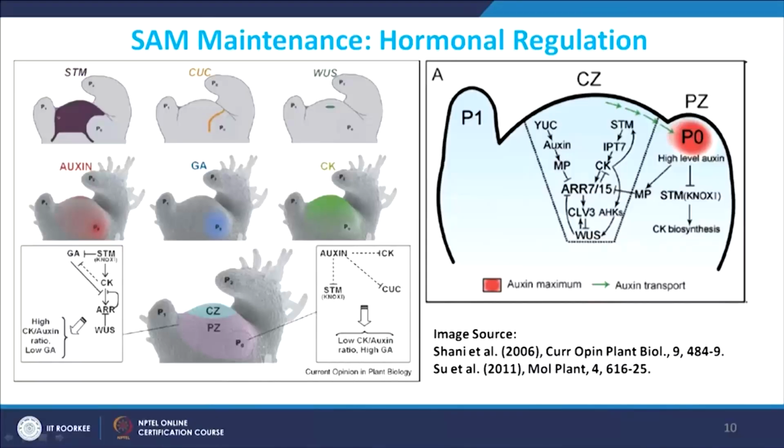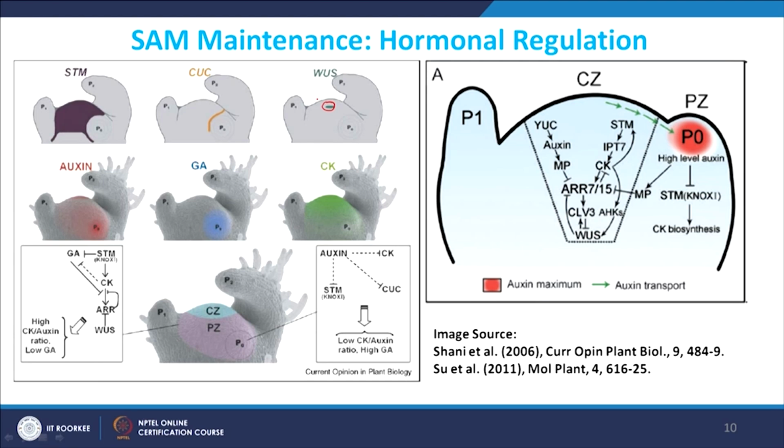Okay, so again this hormonal regulation is extremely important for maintaining the shoot apical meristem. If you look at this case, here is STM expression, STM expressed in the meristem, then CUC is a transcription factor which is expressed at the boundary of the organ. So, basically this is expressed in the boundary between meristem and the organs. This is very important, and this boundary has to be maintained very clearly. And then you have USHL. USHL is expressed in the very center region of the meristem.